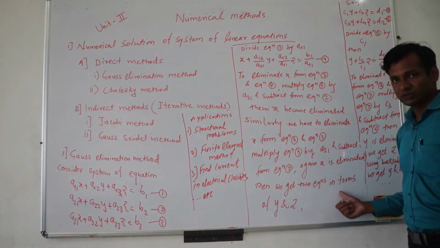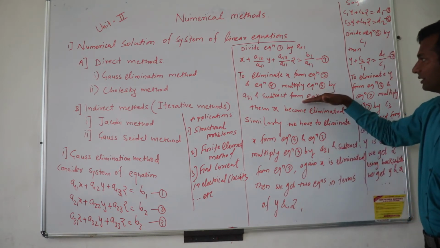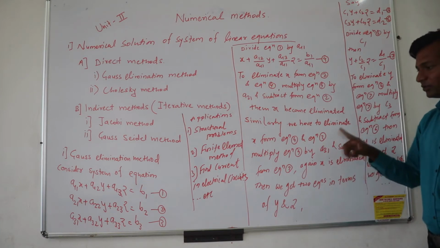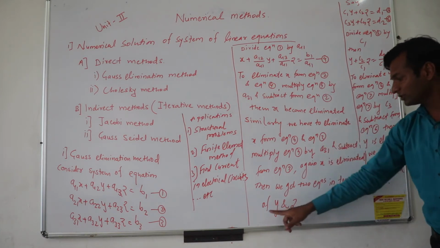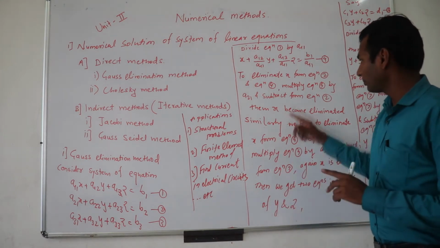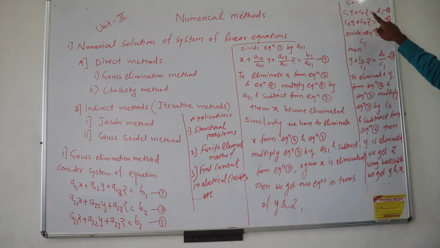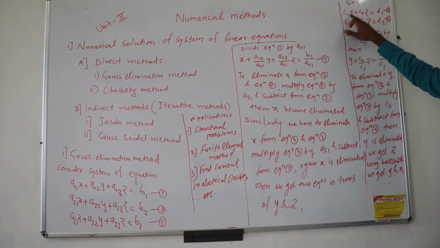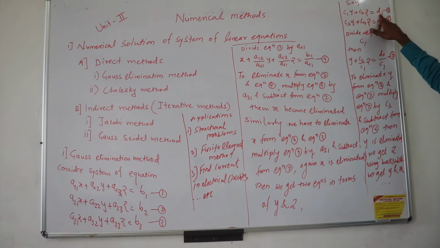Then we get two equations. Which two equations? x is eliminated from equations 4 and 2, and again x is eliminated from equations 3 and 4. So we get two equations of the form only in y and z, because x is eliminated in both. Let C1, C2, C3, C4 be the new coefficients. By multiplying and subtracting we get C1 y plus C2 z is equal to D1, and C3 y plus C4 z is equal to D2, where D1 and D2 are the new constants. We get two equations in y and z.